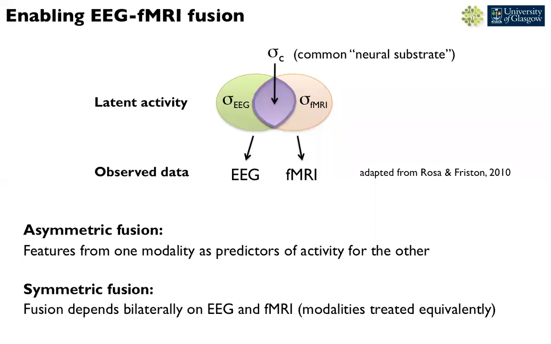Most of the evidence currently comes from invasive animal work, for example, using multi-electrode LFPs and metabolic and vascular measurements. Today, I'll be focusing on the most common of these approaches, namely the asymmetric fusion, whereby EEG is used specifically to drive the analysis of the fMRI data.